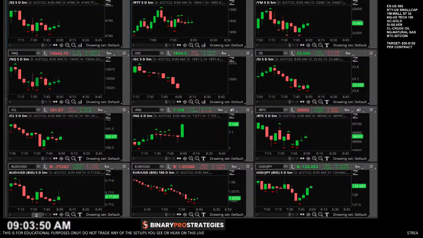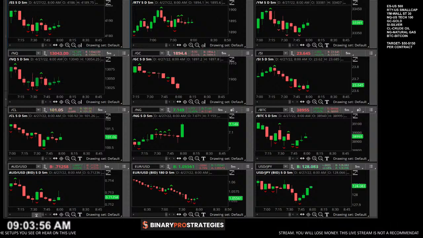So we're just going to wait here. Dow this morning is probably going to open up higher. Would expect it to open up higher.